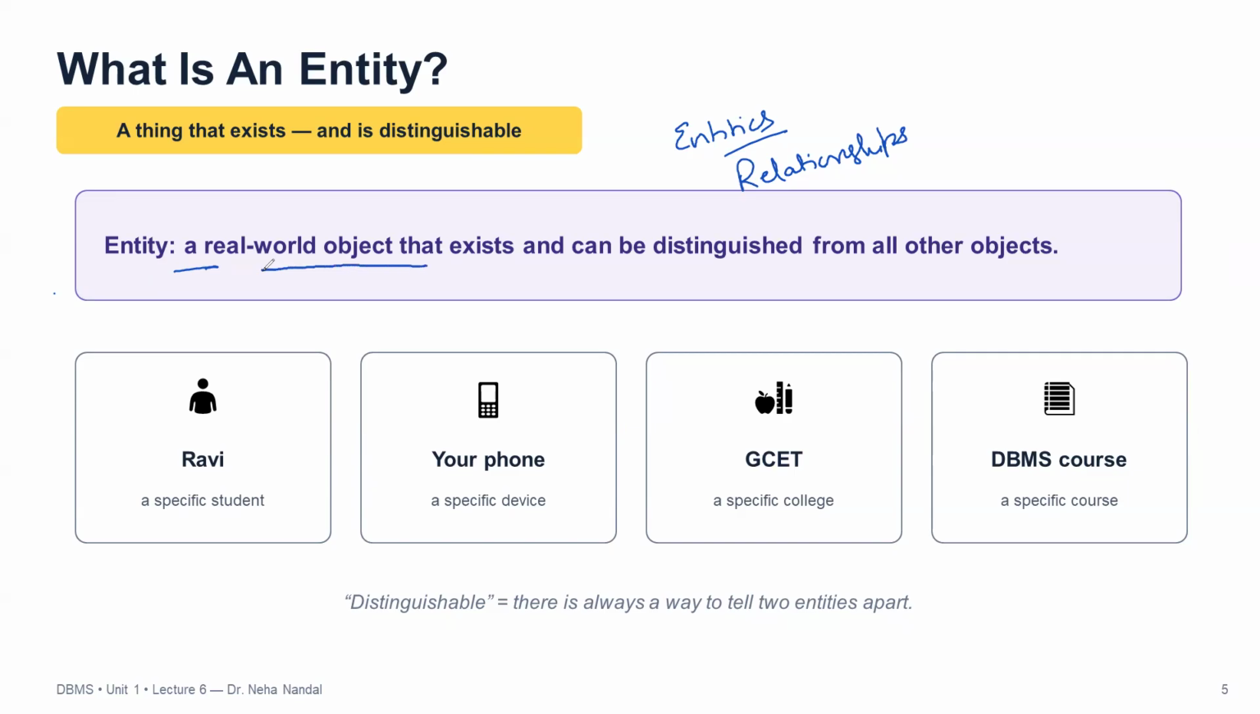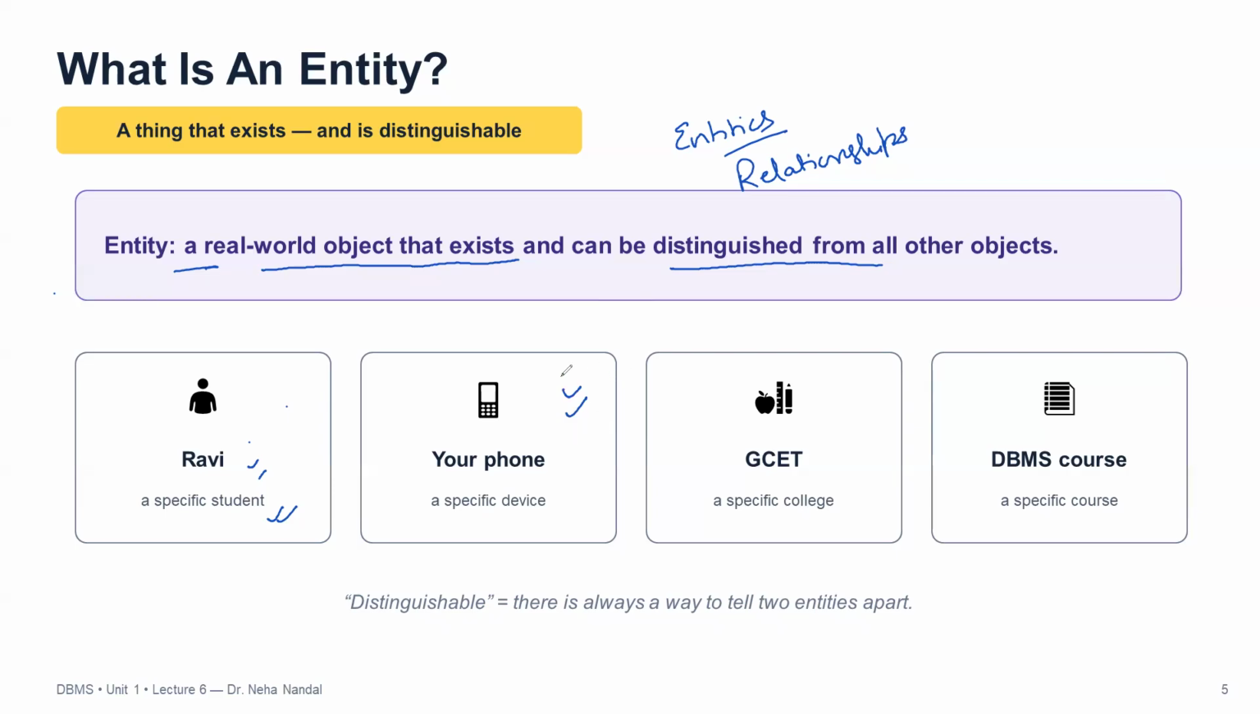An entity is a real world object that exists and is distinguishable from all other objects. In casual terms, I can also say it has some real world existence, and it should be distinguished from all other objects. For example, a specific student named Ravi has a real world existence and is distinguishable from other objects. Your phone also has a real world existence.